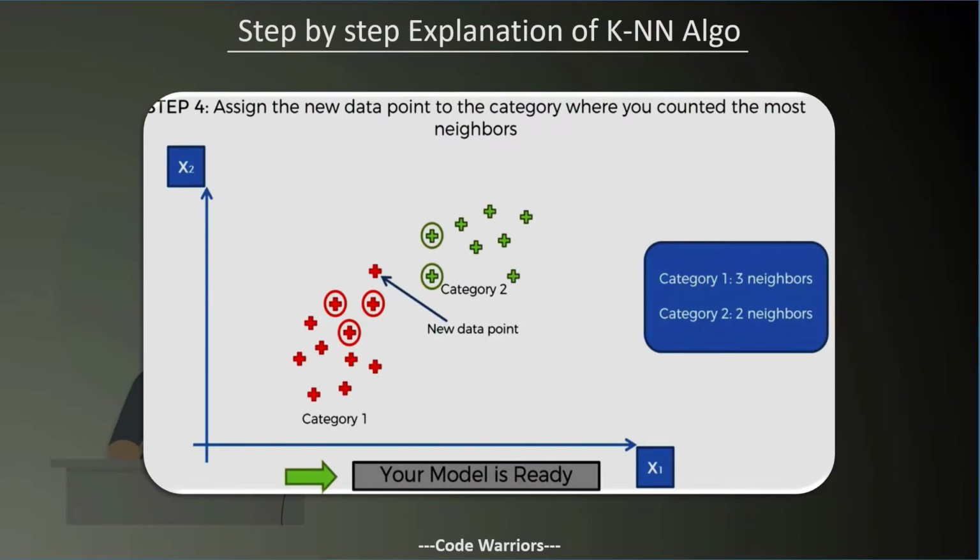Now assign the new data point to the category where you counted the most neighbors. We have to assign the new data point to the category where the number of nearest data points is larger. In category 1 there are 3 points and in category 2 there are 2 points. So our new data point belongs to the category with more nearest neighbors, the red category. This is how our KNN model works in the backend, and the maths behind it is calculating the distance between the data points. So our model is ready at step 4.